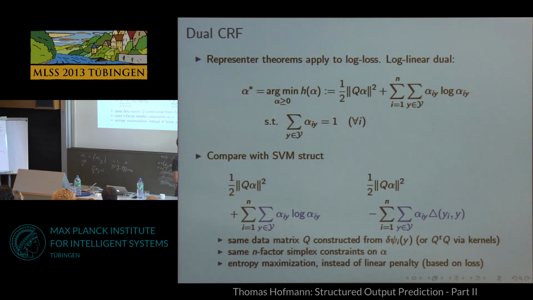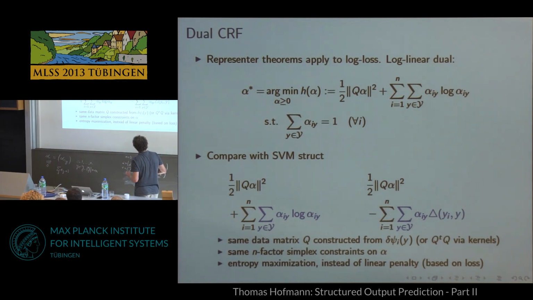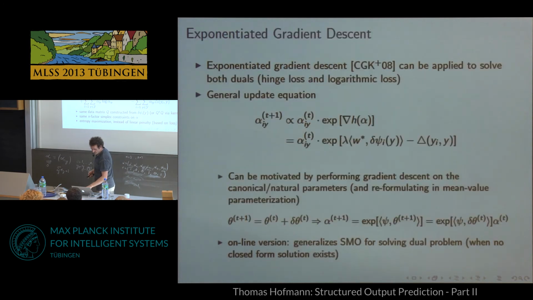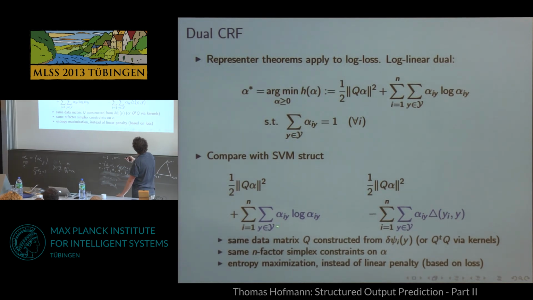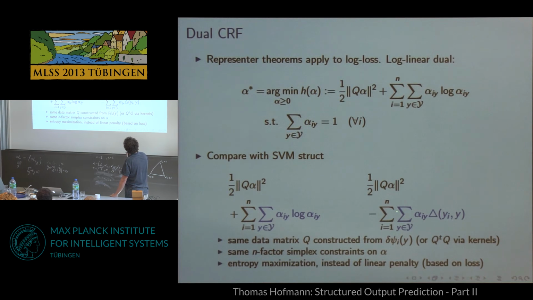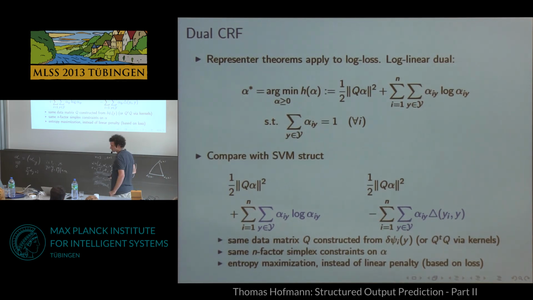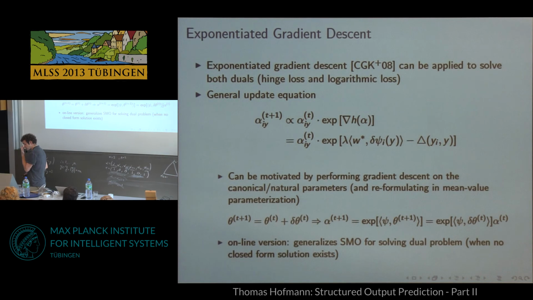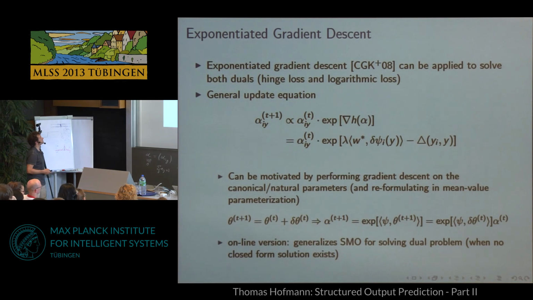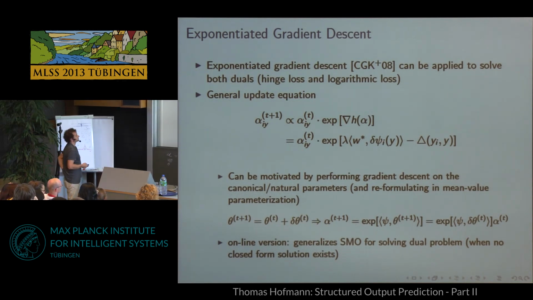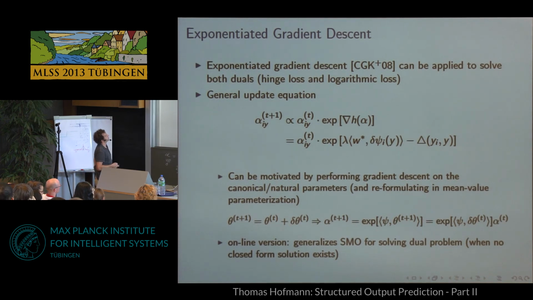So once you're in that formulation, you might wonder whether you can also devise algorithms that actually work for this quadratic program, and also for this one here, the optimization problem that involves an entropy term. And there's also a rich literature that has been developed on that. My favorite method here is the exponentiated gradient descent algorithm that you could use for both of those.